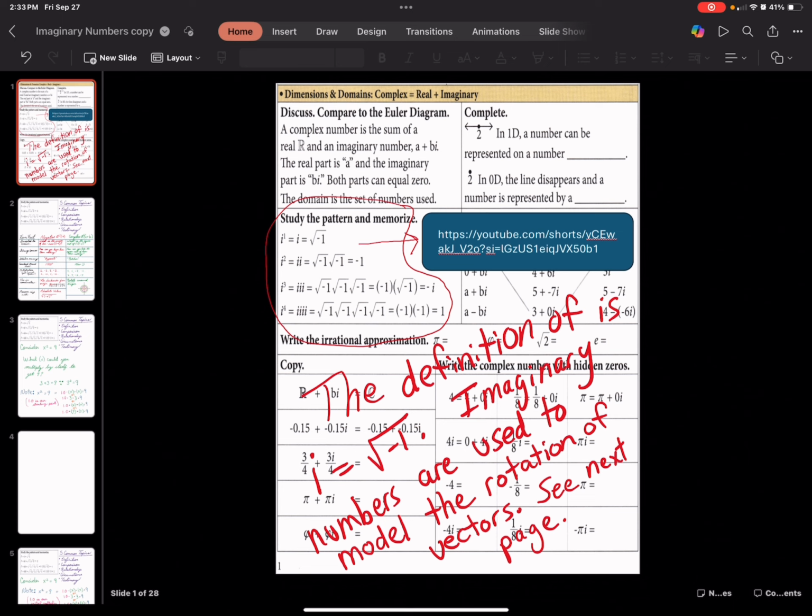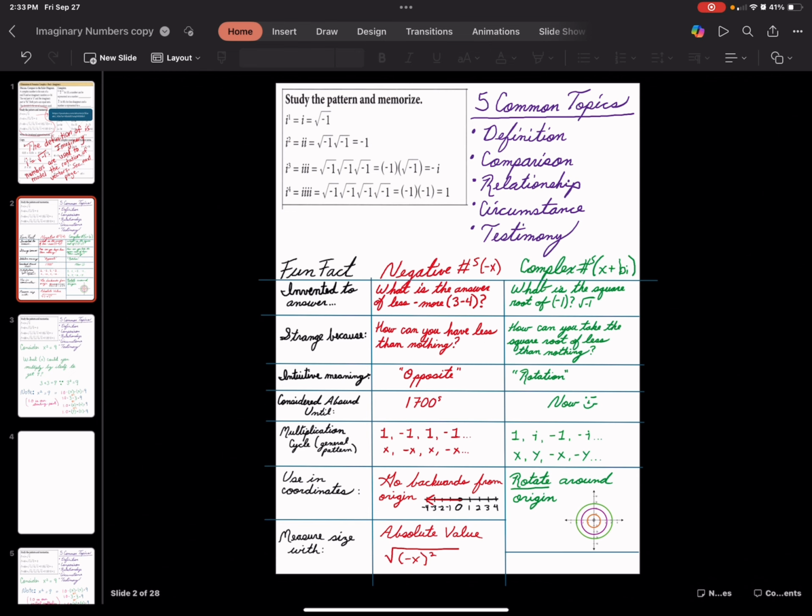The definition of imaginary number is i, for imaginary, equals the square root of -1. That's just what it is. Imaginary numbers are used to model the rotation of vectors, and we will talk a little bit more about what they are, where they came from, and everything.